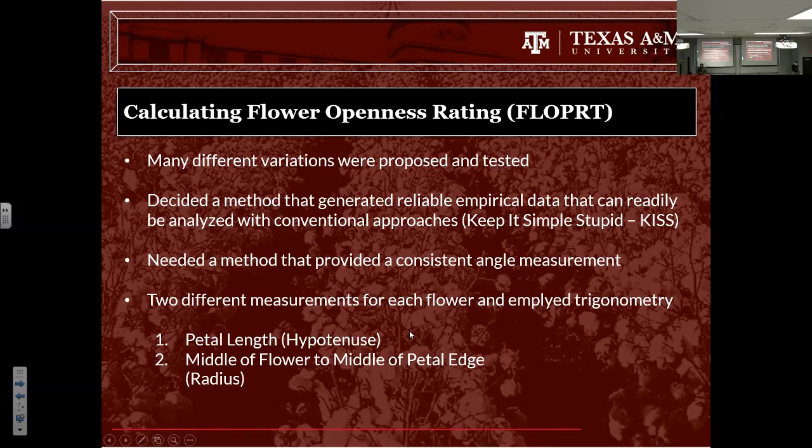So that means that we would want a measurement that would actually give us a consistent angle, and we're measuring this in degrees. So we decided to go with a method that gave us 2 different measurements for each flower, and then employing some trigonometry. The first measurement that we would be taking would be petal length, which would be the hypotenuse. And the second measurement would be the middle of the flower to the middle of the petal edge, which would be the radius. And I have some visualizations to help understand exactly what we're talking about, because it can be kind of confusing.